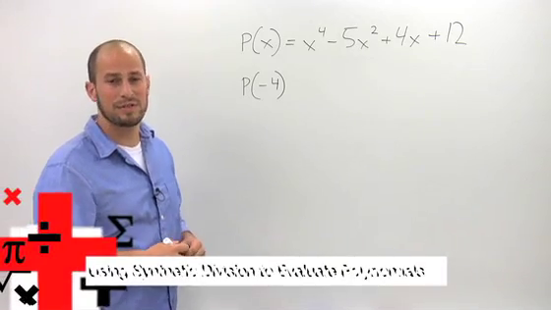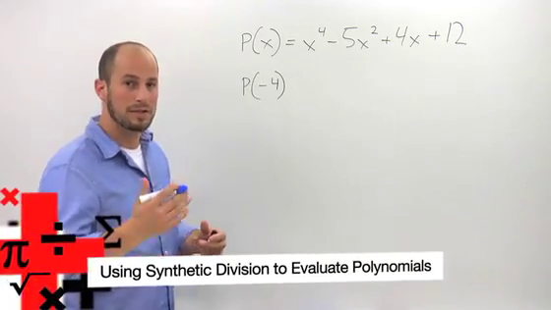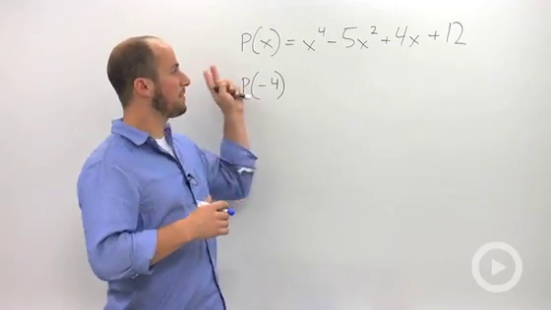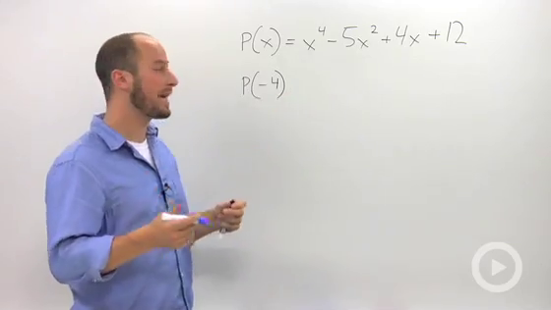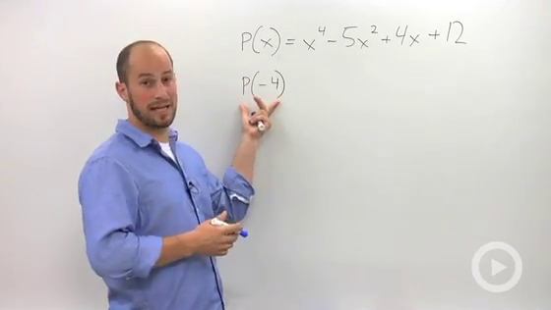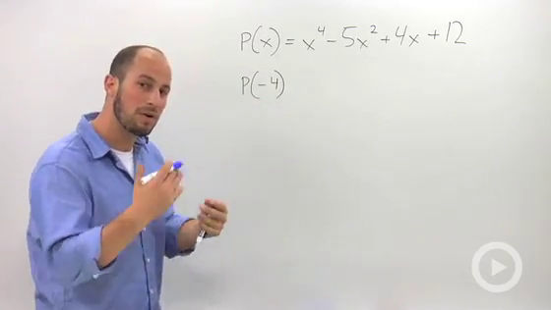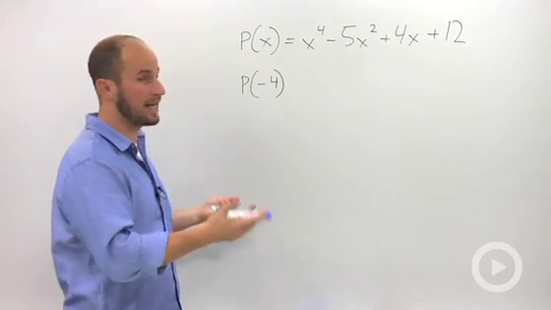Using synthetic division to evaluate a polynomial. So behind me I have a fourth degree polynomial, and we're asked to find what p of negative 4 is. Before, what we could have done is just plug in negative 4.